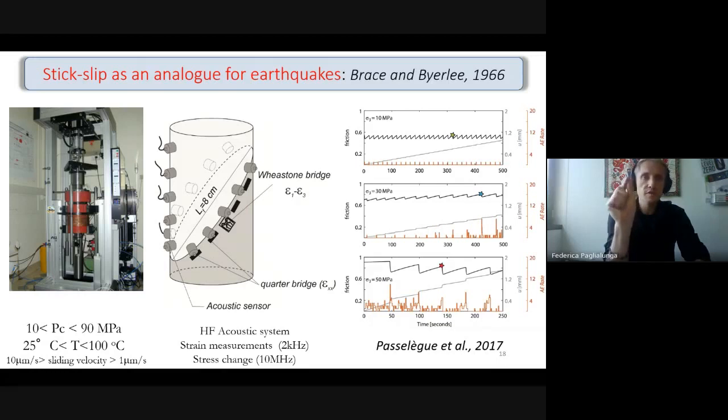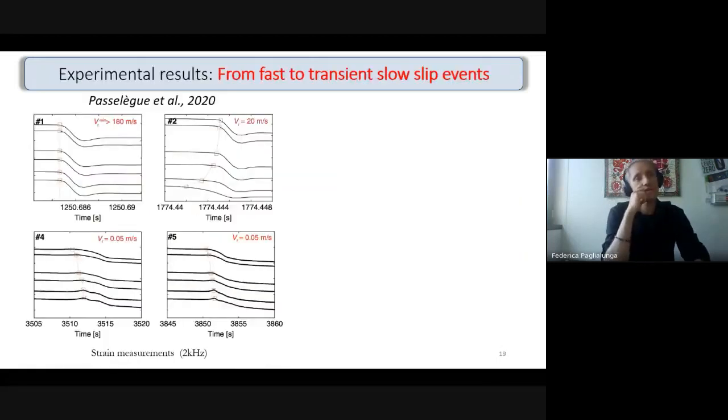Using the strain gauges located at different positions of the fault, in that case we had 6 strain gauges, it's possible to monitor them at high frequency, in that case up to 2 kHz. So we have a maximum rupture speed of 180 meters per second, following the distance between the strain gauges and the acquisition rate. You can see that we were able to observe rupture fronts propagating from fast velocities, 180 meters per second in that case, to slow fronts propagating along the interface.